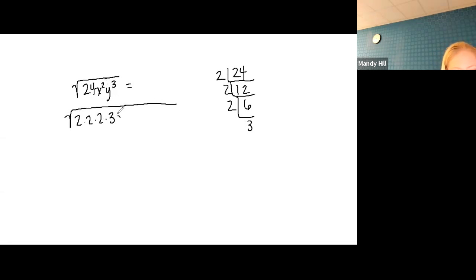x times x would be x squared. Y to the third, this one's not hard to draw out. So y to the third would be y times y times y. So we want to see, well, what do we have pairs of? I've got a pair of 2's. I have a pair of x's, and I have a pair of y's. Those things that I have pairs of get to come on the outside of my radical.